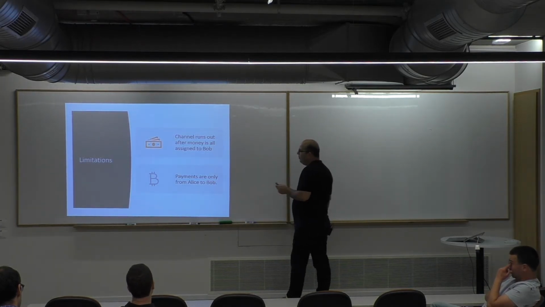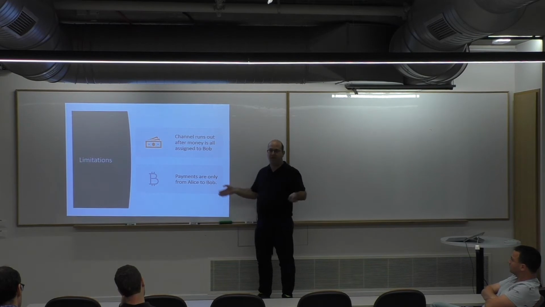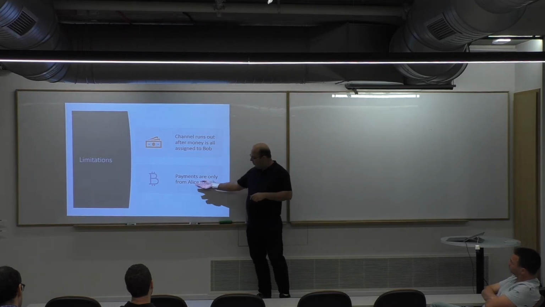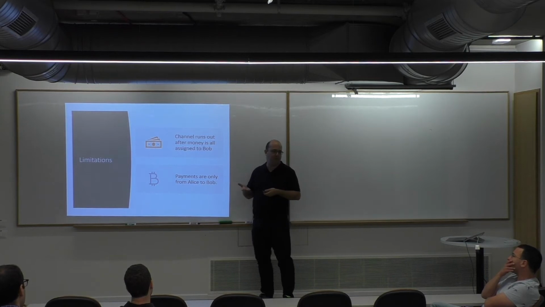So the limitation of this construction that I've just shown is that channels actually run out of money after all. The money is assigned to Bob. I mean, this channel has lived out its purpose, and we have to close it. There's nothing else to do. Their payments are one directional. And maybe we should also say it has an expiration time of a week, right?